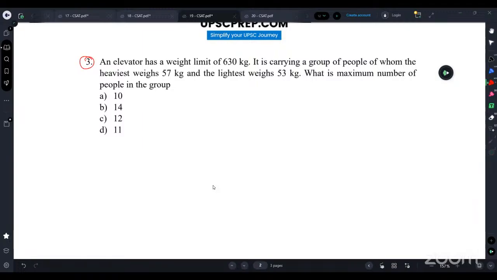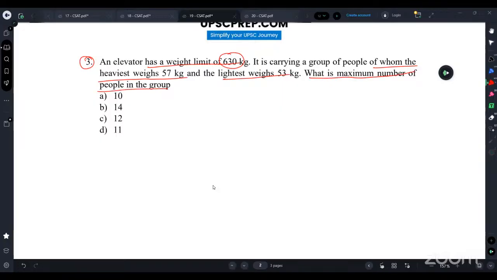Third question says, an elevator has a weight of 630 kgs, right? So maximum capacity of elevator is 630 kg. It is carrying a group of people of whom the heaviest weighs 57 kg and the lightest weighs 53 kg. What is the maximum number of people in the group?